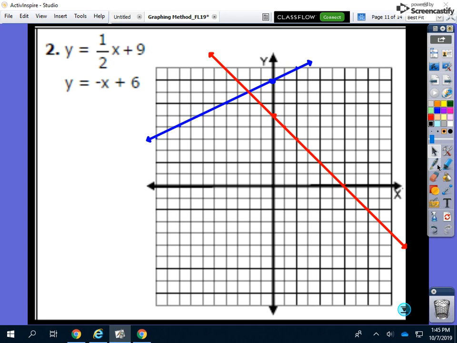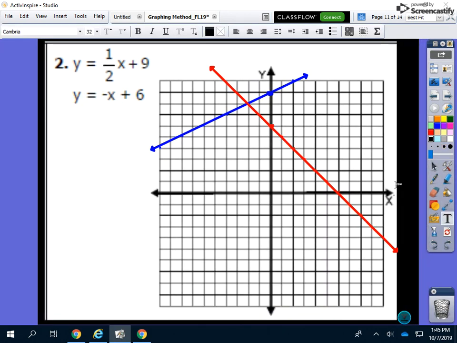Notice that these two equations intersect each other right up here. That ordered pair is going to have an x value of -2 and a y value of +8. So there's the solution to this set of equations, also known as a system.